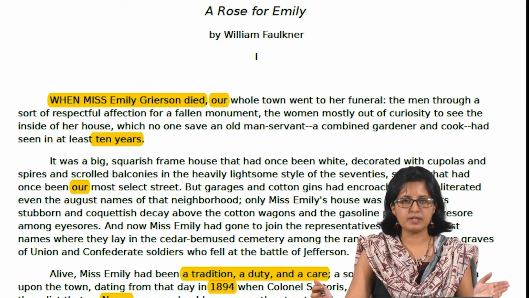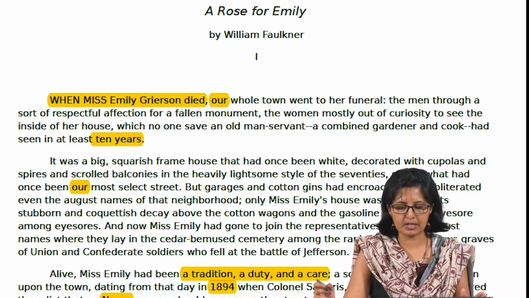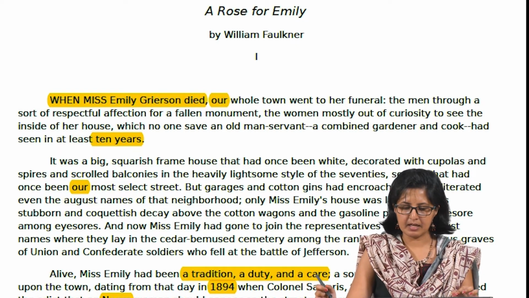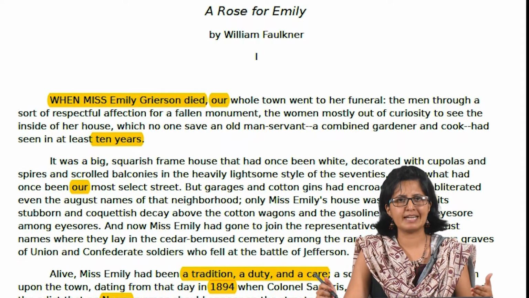The story begins with this statement: "When Emily Grierson died, our whole town went to her funeral." So we already know the setting and the gravity of the event. We also get to know about the recent event, Emily's death. Notice the use of "our" right from the beginning. The narrator is not really alone here, it's more like a collective rendering.